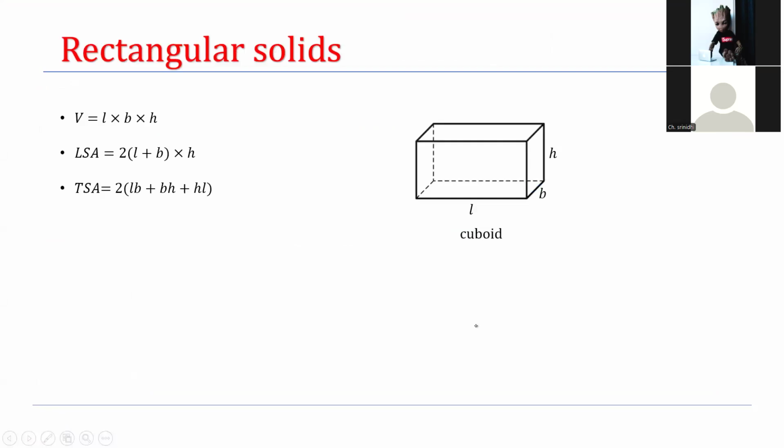So as you said, do you remember this? I just now discussed, right? Volume is length into breadth into height. LSA is 2 of L plus B into H. TSA is 2 of LB plus BH plus HL. Right? Next, the last thing, diagonal we are discussing. So this is the diagonal.